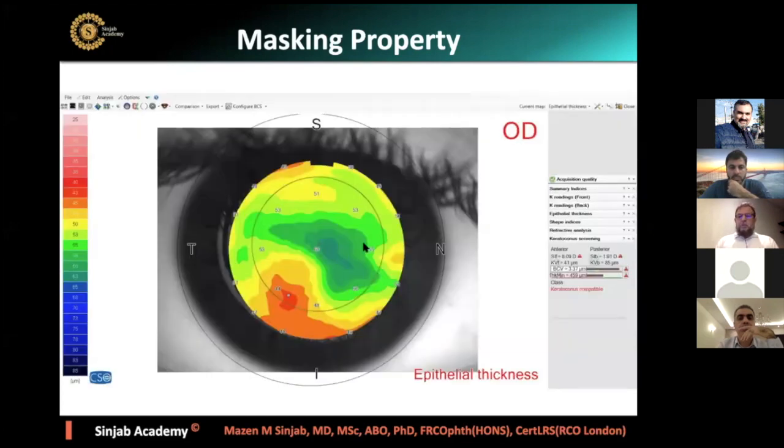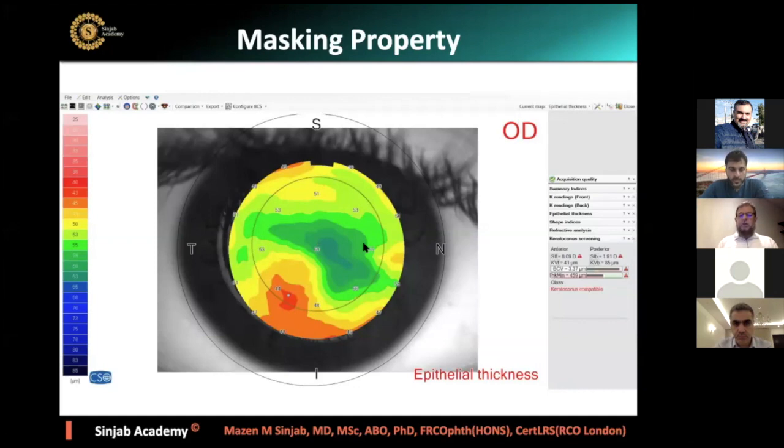Now, because of the masking property, we can understand what's going on under the epithelium. So we can understand the very early detection of keratoconus. Now, as you see, this is the epithelial thickness map in a patient having keratoconus.